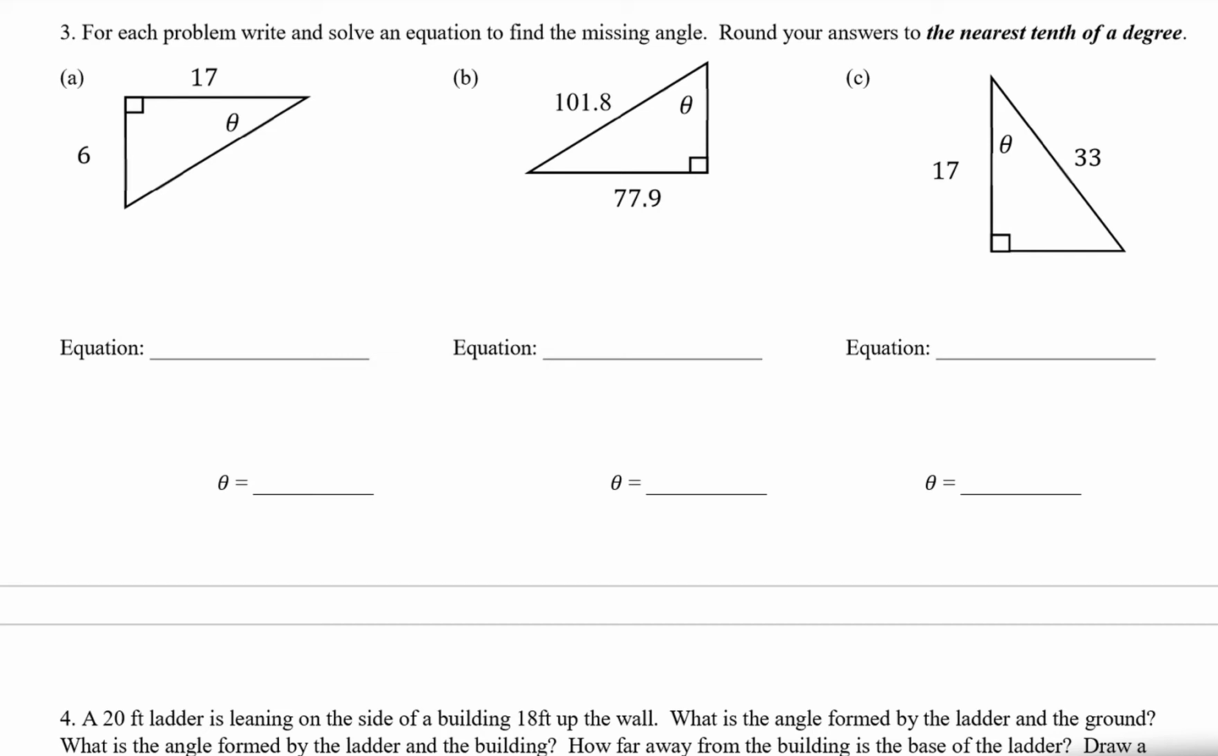In question number 3, we're given two sides of a right triangle and asked to find one of the acute angles in that triangle. The acute angle we're supposed to find is labeled theta in each case. If we were asked to find the third side, we would just apply the Pythagorean theorem. But because we're asked to find this angle, we're going to have to write an equation that involves either the sine, cosine, or tangent ratio, and then solve for theta itself. So let's start with writing down the equation.